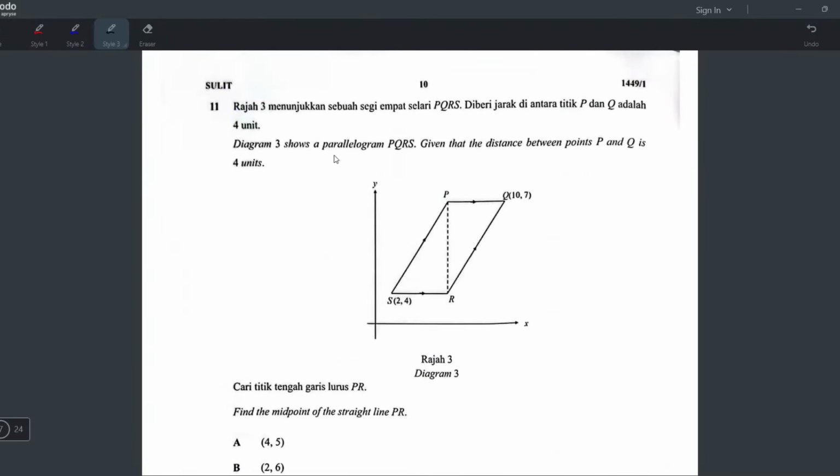Okay, number 11, diagram 3 shows a parallelogram PQRS. Okay, a parallelogram is a rectangle yang sudah sengit. That's how I usually tell my students. It's like a rectangle but sudah sengit sikit. So, a rectangle yang sudah sengit.